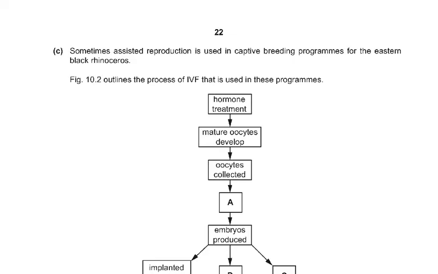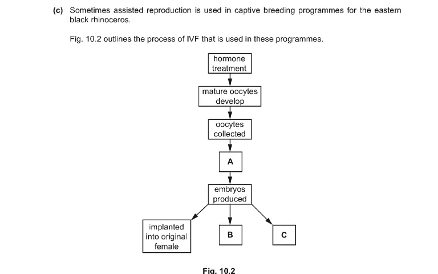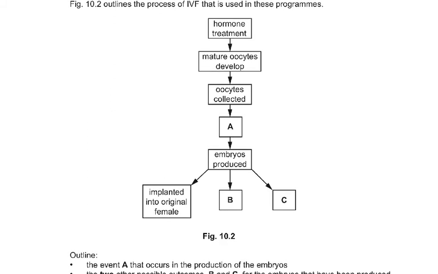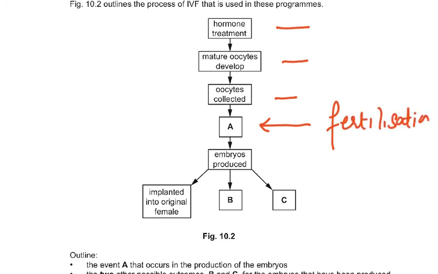Now coming to the last part of the question, and that will finish this paper. Sometimes assisted reproduction is used in captive breeding programs for the eastern black rhinoceros. Figure 10.2 outlines the process of IVF that is used in these programs. Hormone treatment, then mature oocytes develop, oocytes collected, then A. What is A? Fertilization. Oocytes collected, and then embryos have been produced.